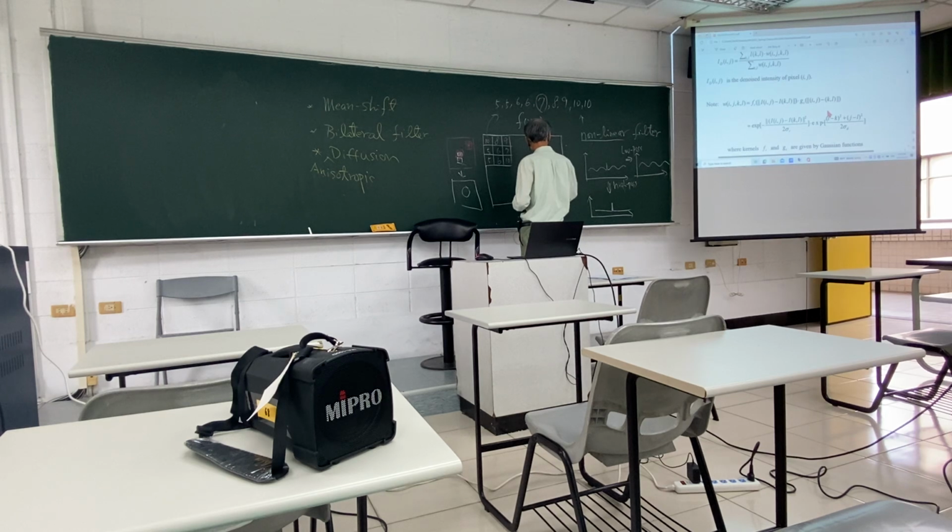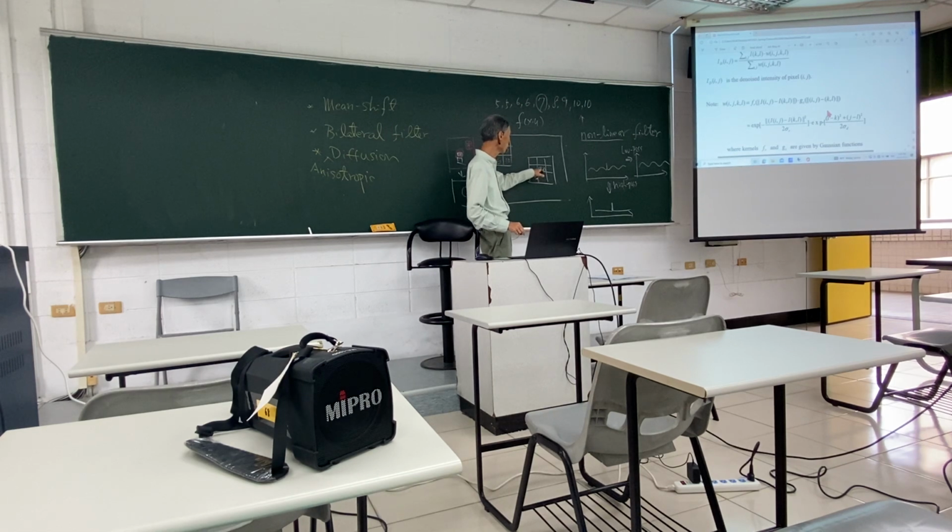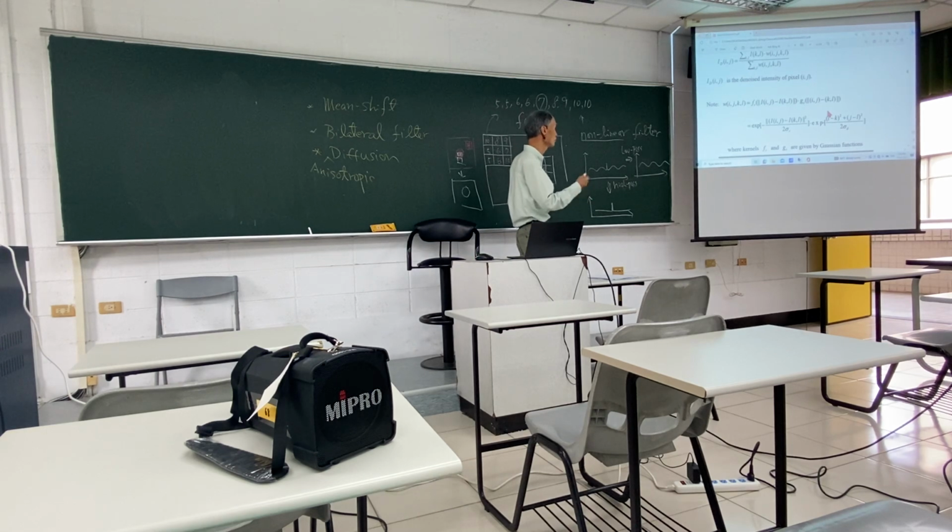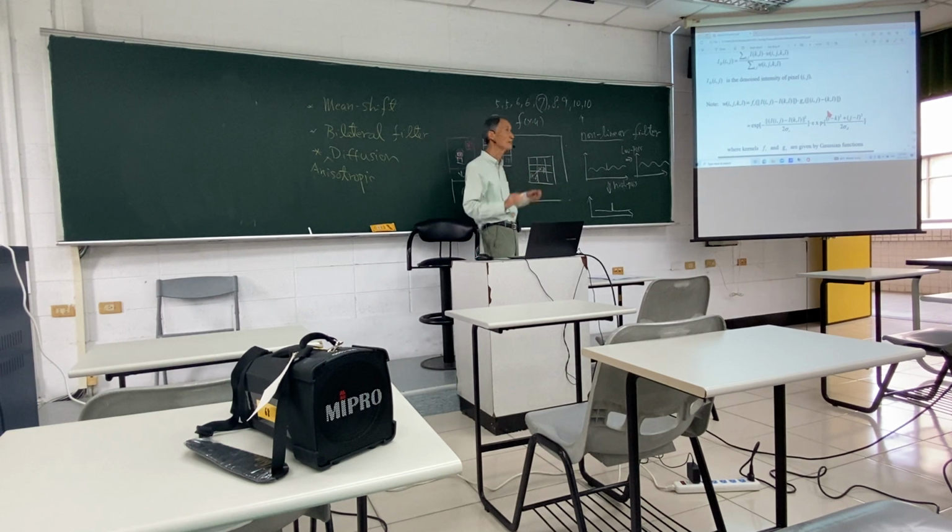Suppose now we are looking for the pixel at coordinate (k,l), then (i,j) will be its neighbor. No, I'm sorry. (i,j) should be the center, and (k,l) will be its neighbor. So this is based on the Gaussian distribution for color difference. Then the second one is another Gaussian distribution based on the distance.